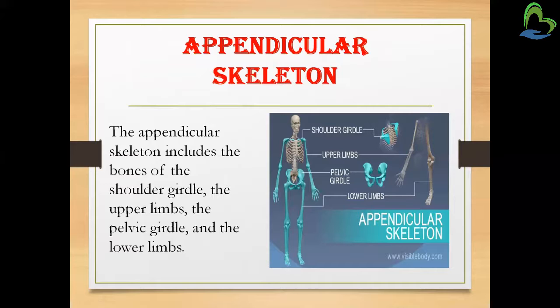Now the appendicular skeleton. The skeleton which includes the bones of the shoulder girdle, here it is, then the upper limb, pelvic girdle, then the lower limb. So this is the appendicular skeleton. In these two types of skeleton division, different areas are divided into these two types of skeleton. Okay.